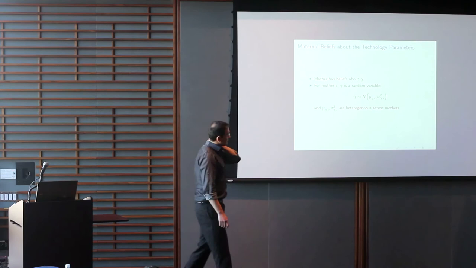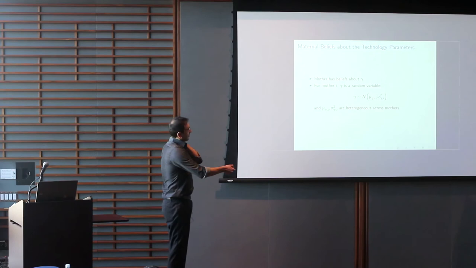I'm going to assume for now that it's normally distributed. Gamma for each mother is going to be a normal random variable with mean mu gamma and variance sigma squared gamma. That's going to be specific to a mother. Each mother here is going to have a different mean and a different variance.